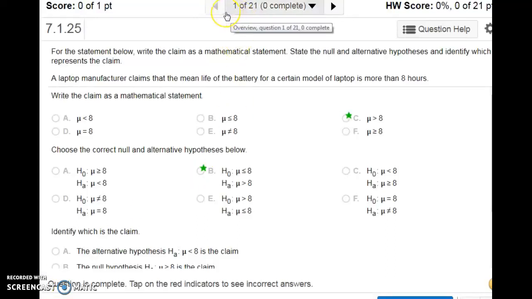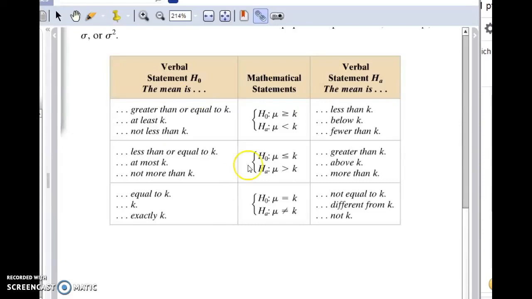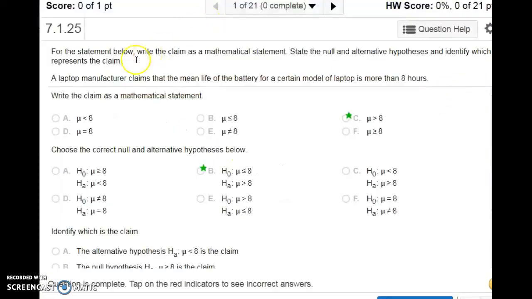So starting with number 1 from the 7.1 assignment, we want to look and see that we can set up the hypothesis test correctly. And referring back to this table in the book can help you get the right symbols to go with the right words.